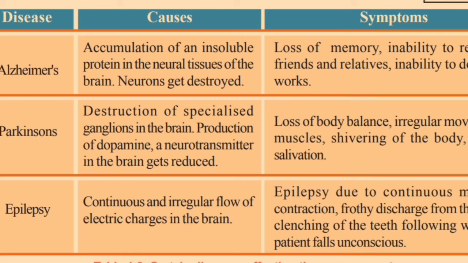Then second disease known as Parkinson's disease. The cause of Parkinson's disease is destruction of specialized ganglions in the brain. Specialized ganglion are special cells present in the brain that are destroyed during the condition of Parkinson's. Then production of dopamine is reduced during Parkinson's disease. Dopamine is a neurotransmitter, so the production of neurotransmitter is reduced in the time of Parkinson's disease.